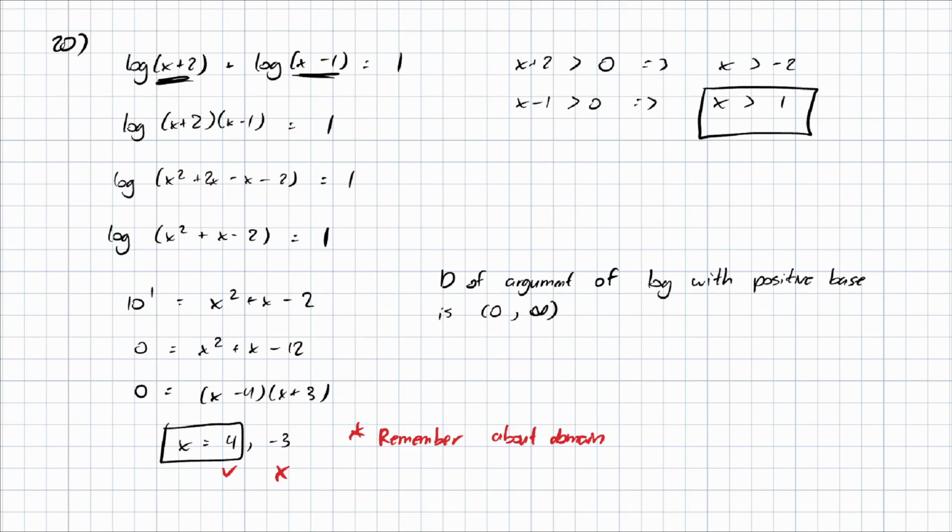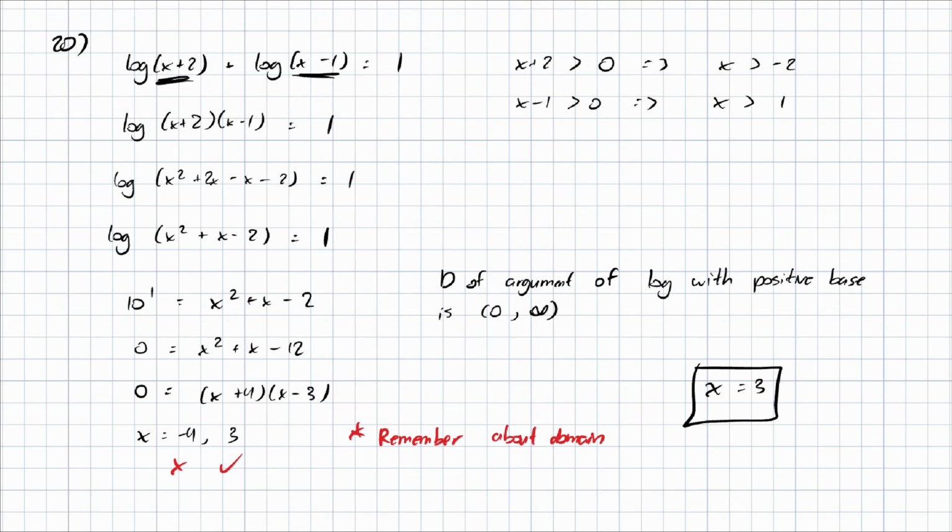Wait, I think I did this wrong. It's a plus sign, and this is a negative sign. So let me rewrite that. Okay, that means I have x equals negative 4 and 3, right? That means I don't take negative 4, I take 3, and my answer is x equals 3. Let me unbox this one. This one's the only one. All right, and there is your answer, number 20.